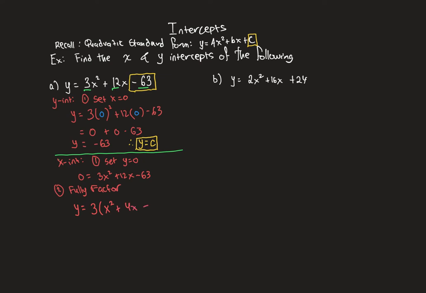4x minus 21. This makes it a lot easier to factor because inside the bracket, you need to figure out what multiplies to give you 21, or negative 21, but adds up to give you 4, which would be 7 and 3. Or in this case, positive 7 and negative 3. If you're having trouble with this one, I would heavily suggest refreshing your memory in the factoring videos.